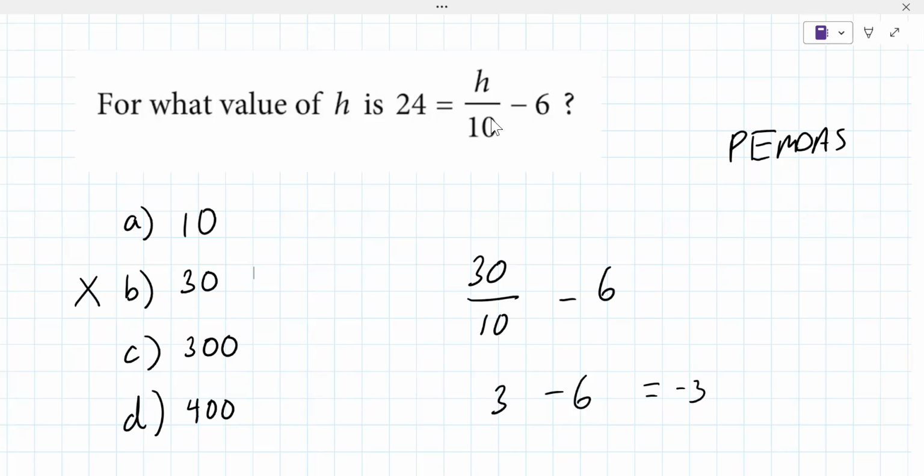I know the answer is C, because 300 divided by 10 is 30, 30 minus 6 is 24. That's correct. Very good. All right.